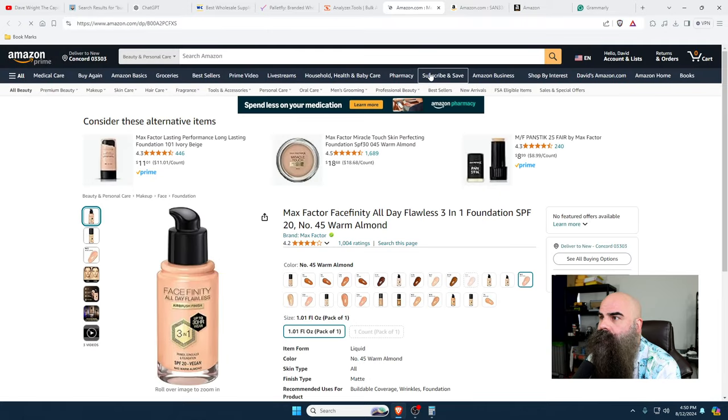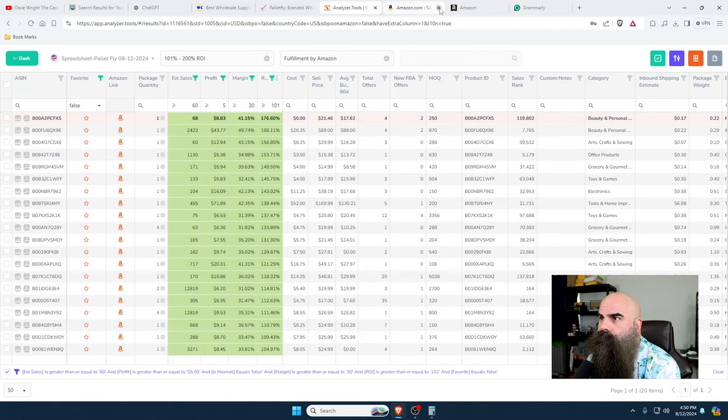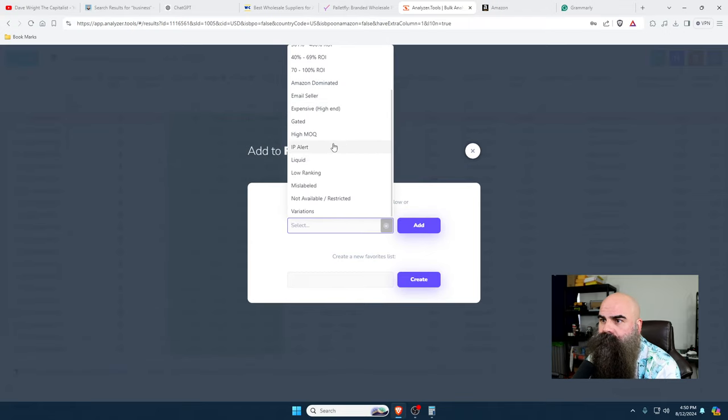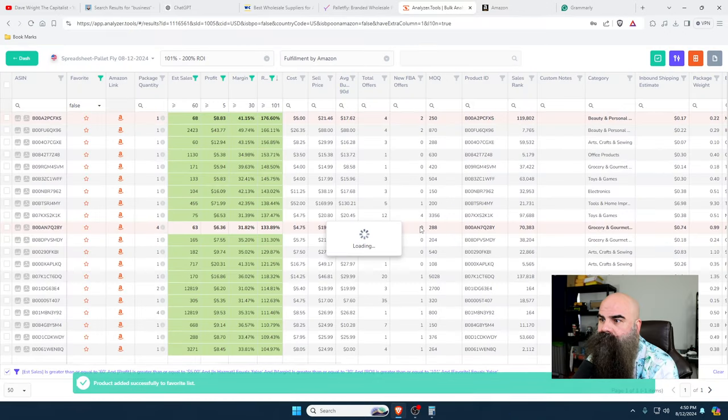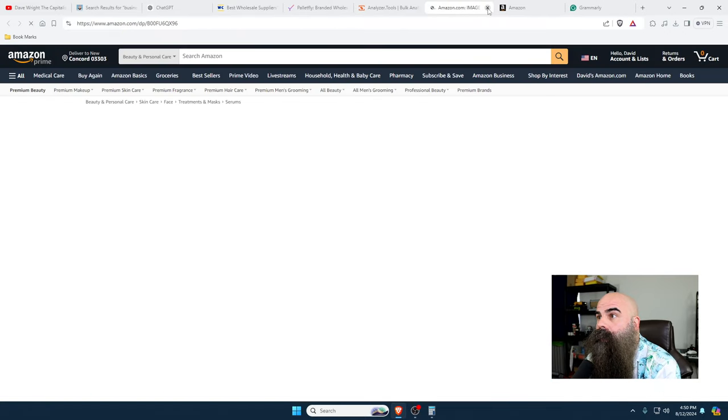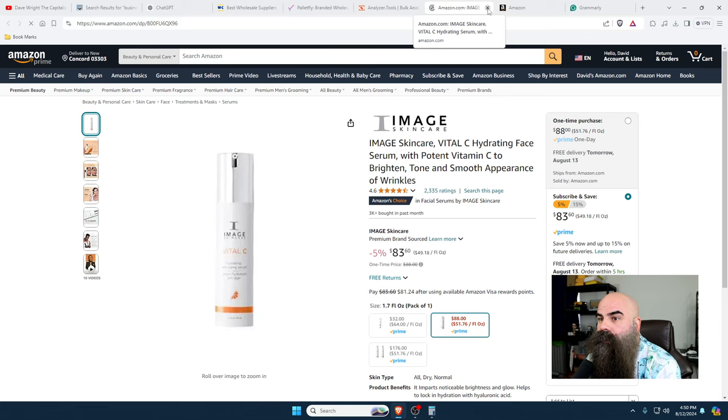Here's a beauty product, too many variations. So right off the bat, when it's too many variations, I guess I could put it as variations because it doesn't mean that it's bad. Here we go again. Three variations.